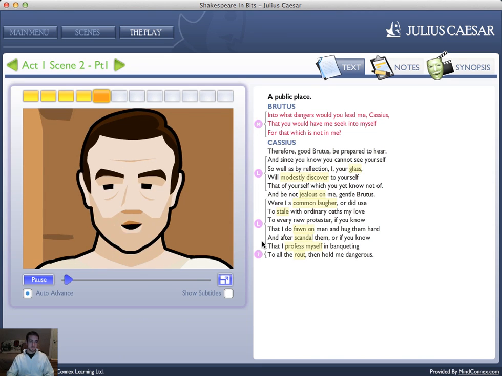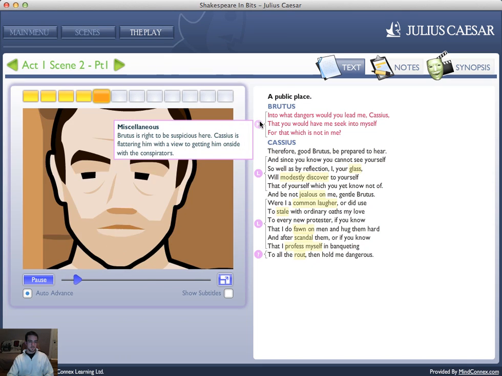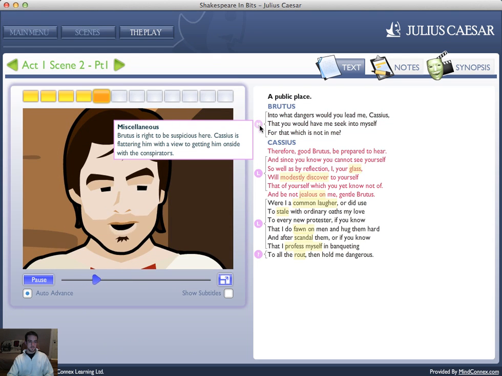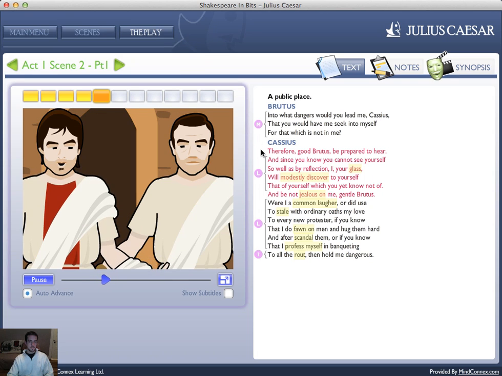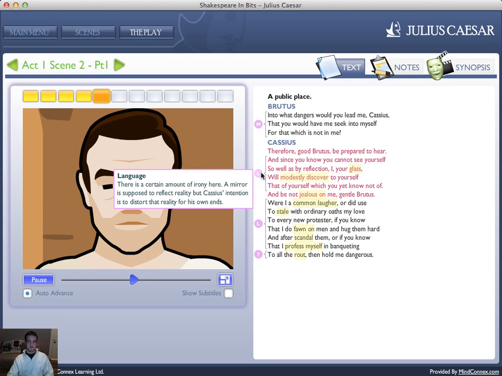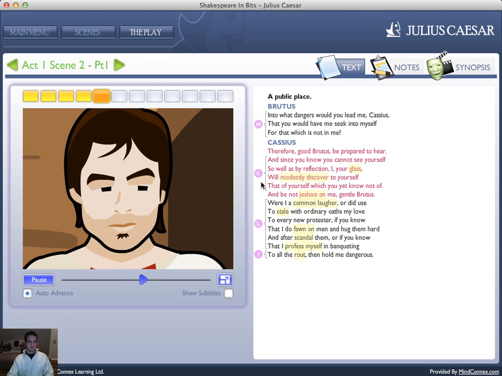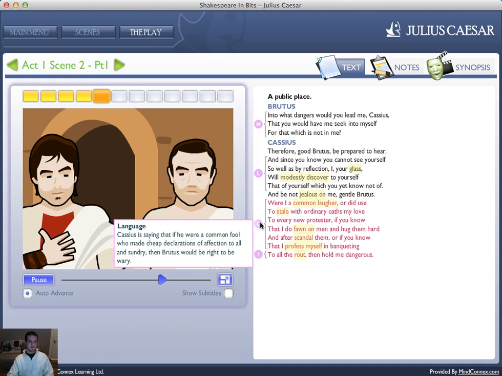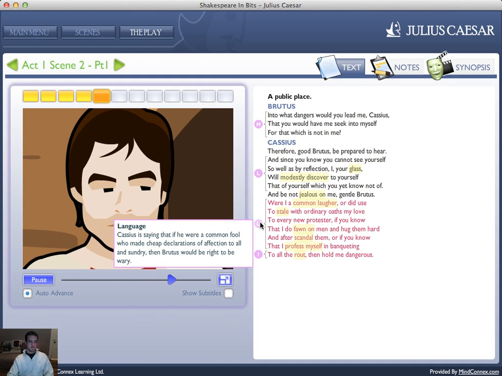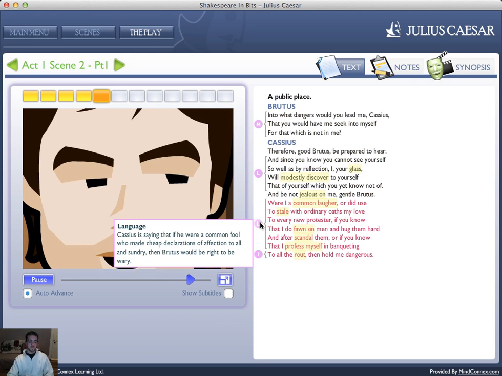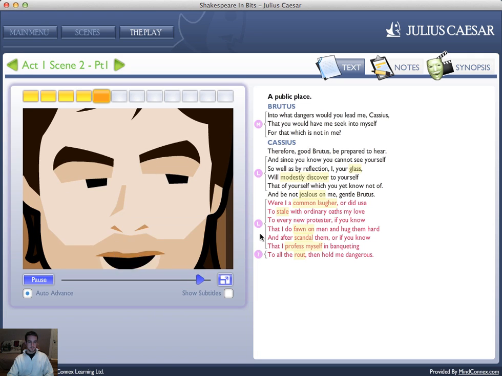Into what dangers would you lead me, Cassius, that you would have me seek into myself for that which is not in me? Therefore, good Brutus, be prepared to hear. And since you know you cannot see yourself so well as by reflection, I, your glass, will modestly discover to yourself that of yourself which you yet know not of. And be not jealous of me, gentle Brutus. Were I a common laughter, or did use to stale with ordinary oaths my love to every new protester, if you know that I do fawn on men, and hug them hard, and after scandal them, or if you know that I profess myself in banqueting to all the rout, then hold me dangerous.